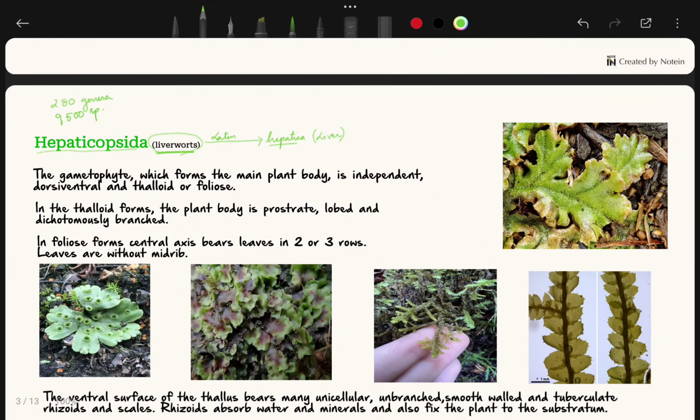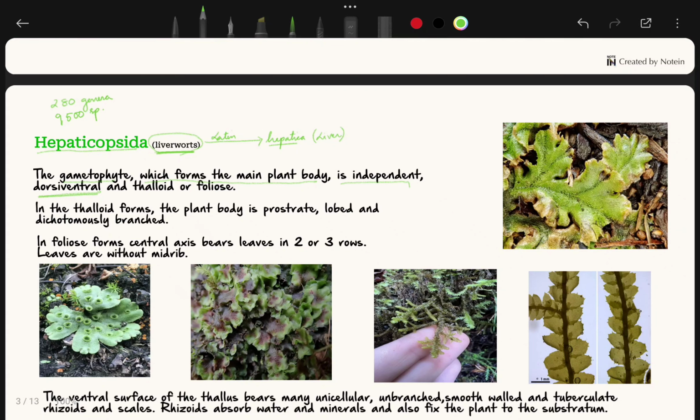So as we all know, the main plant body is always the gametophyte when it comes to bryophytes. So the gametophyte forms the main plant body, which is independent, meaning that it can synthesize its own food and is not dependent on any other structures. Okay, the main plant body is dorsiventral, which means that it has a distinct upper and lower surface.